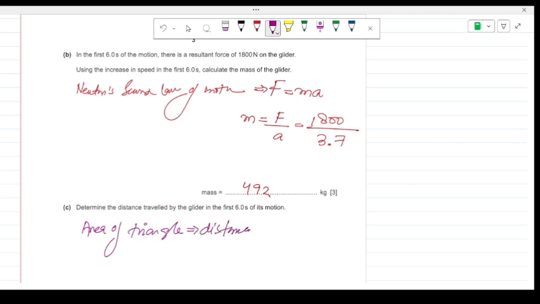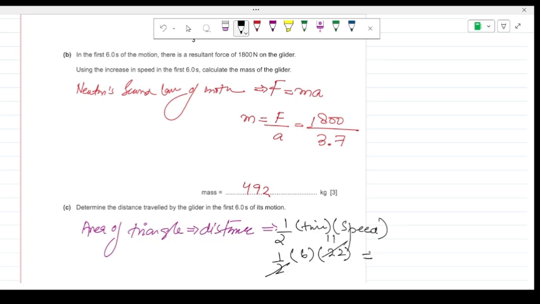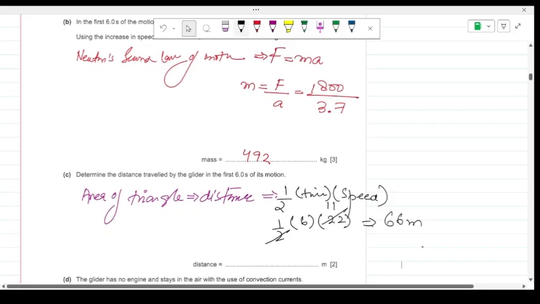the area of the triangle will be equal to the distance traveled by the glider, and you can calculate with speed multiplied by time into half. I can rewrite the formula so you can understand better. It is equal to 1/2 base into height, where base is time and height is speed. Time is 6 seconds, and the speed is 22. By calculating the numbers, you get the distance, which is 66 meter. 66 meter is the distance traveled by the glider in the first 6 seconds of the motion.